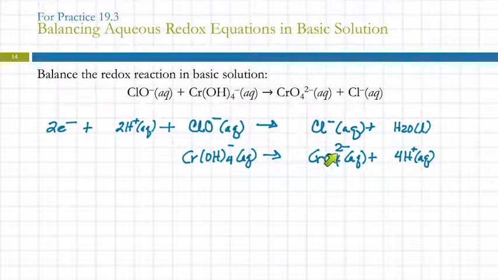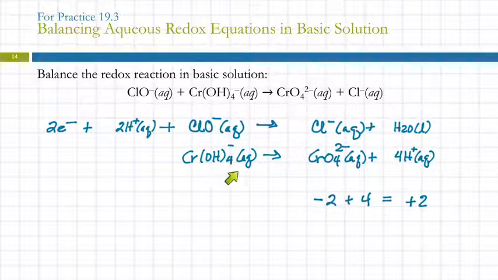Here I have -1 on the left, and I have -2 and +4. If you need to write this out, go ahead and write it out. So I've got -2, and I've got +4. Okay, so that's +2, right? And on this side I have -1. So I need to add 3 electrons to the right side. So now I have charge balance.